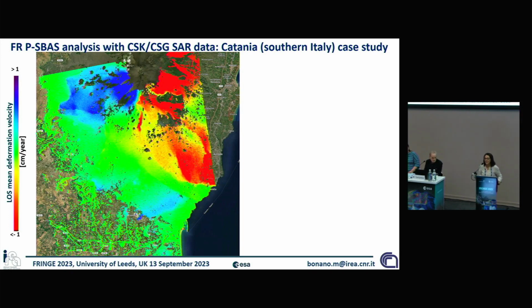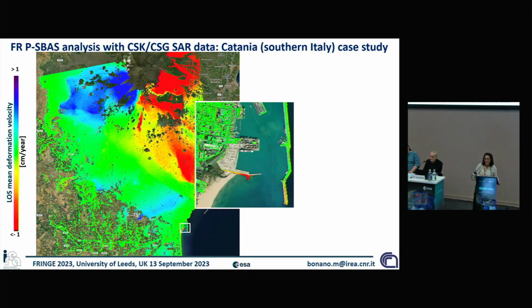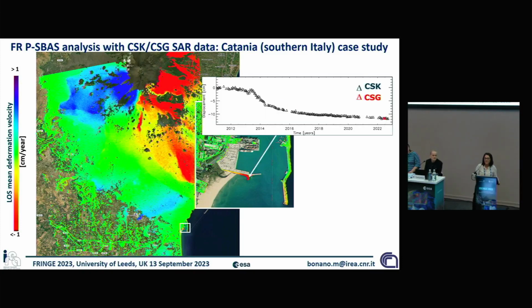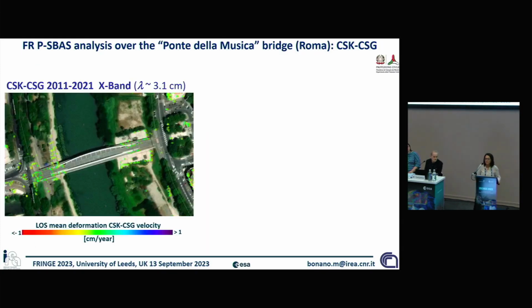And the last case, just to go throughout the Italian boot, from north to south, the Catania case study, we can see the clear behavior relevant to Mount Etna volcano, but also in this case we are more interested in some localized deformation, as in this case the Catania Harbor.